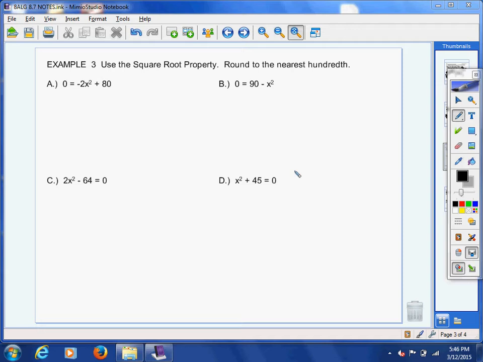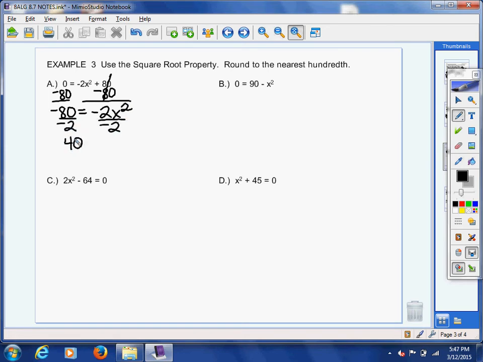We can use the square root property in letter A. We just need to get the squared variable by itself. And right now there's a plus 80 on the back end. So we're going to subtract 80. And so now I've got negative 80 equals negative 2x squared. And then next to last step, we'll divide by negative 2, and I've got positive 40 equals x squared.